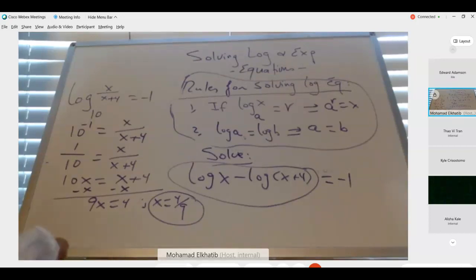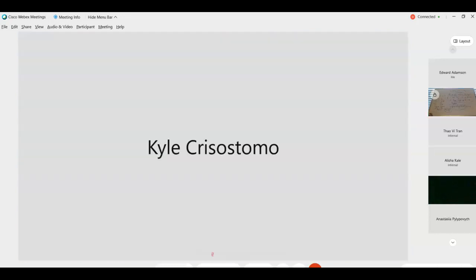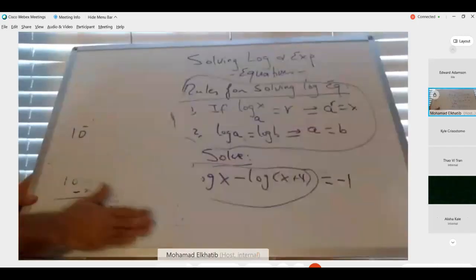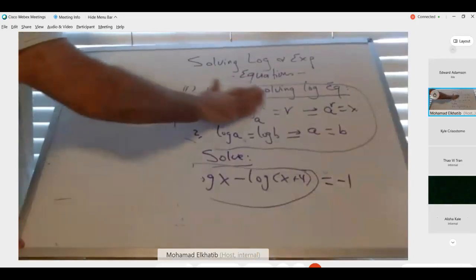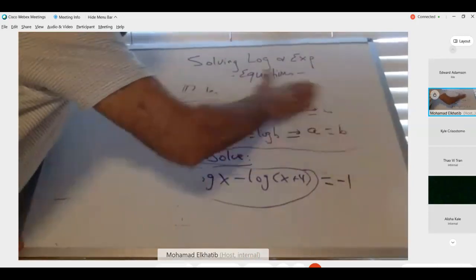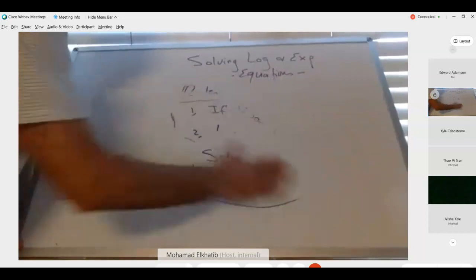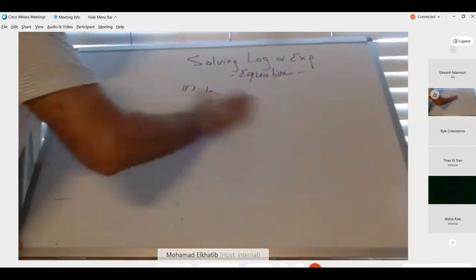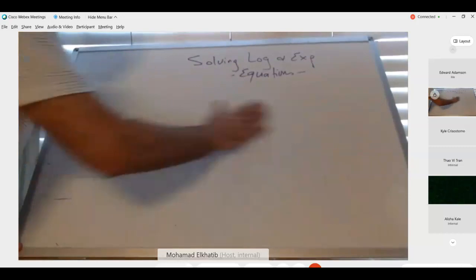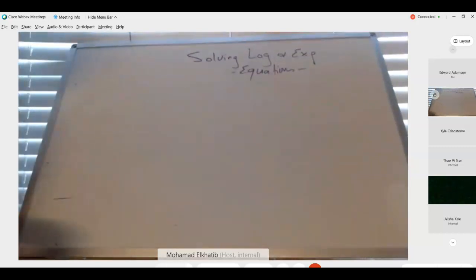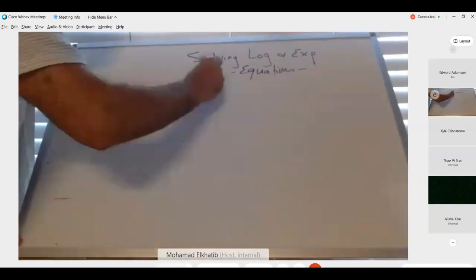Okay, can I erase the whole board now? Yes. Okay, all right. Now we're going to give you the rules for exponential equations. All right, here are the rules for exponential equations.